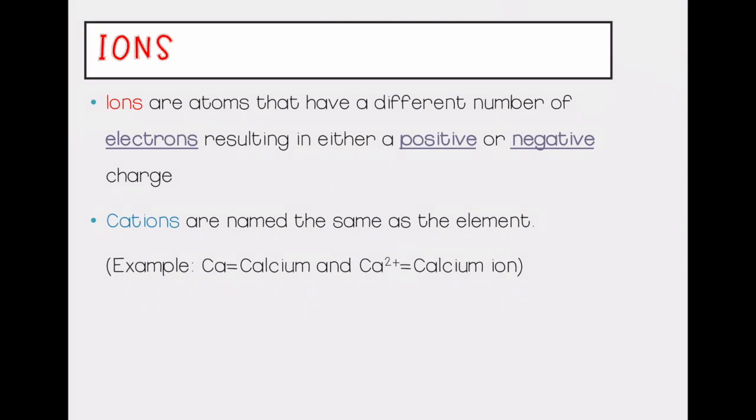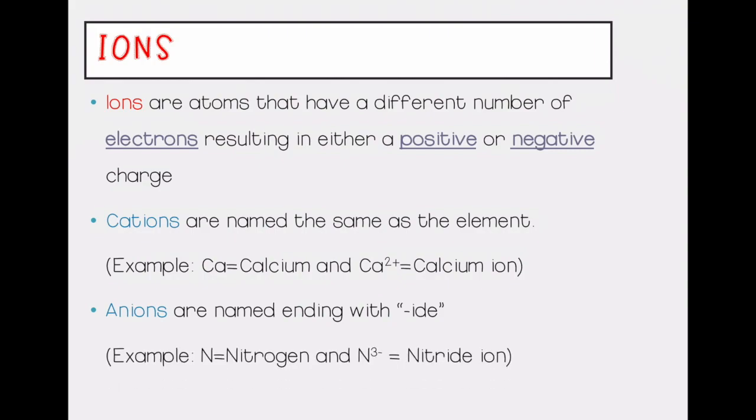However, anions are a little different. So anions are named with an IDE ending, meaning that we drop essentially the last syllable of the element name and replace it with IDE. So for example, if I have a nitrogen ion, I can simply call that nitride.